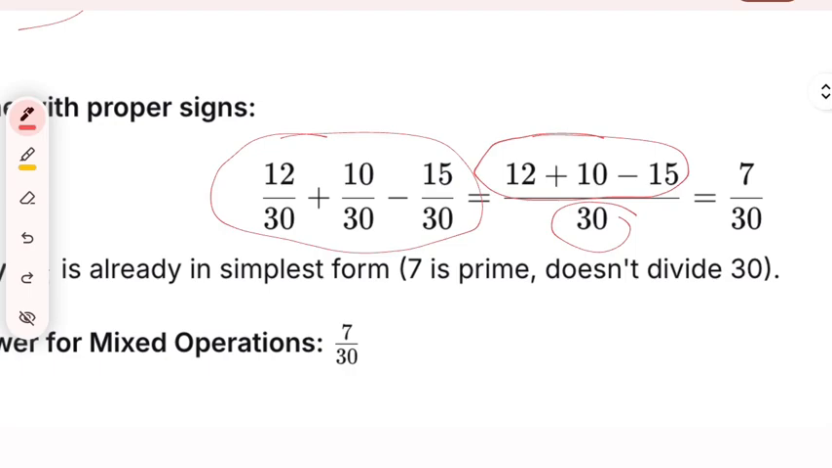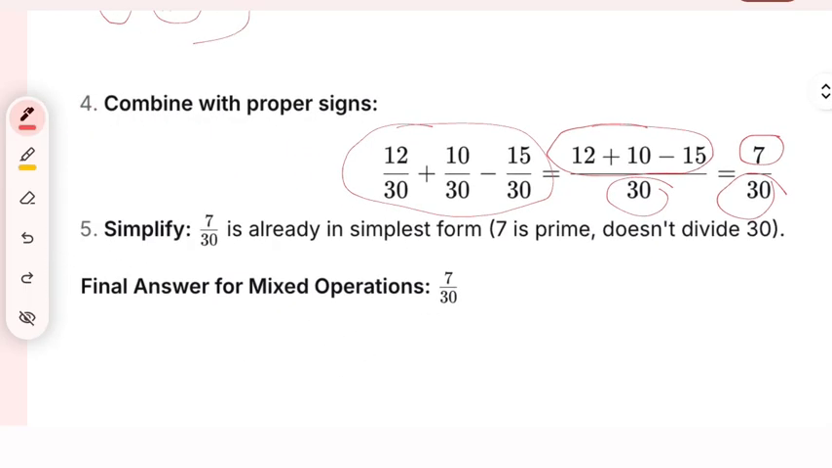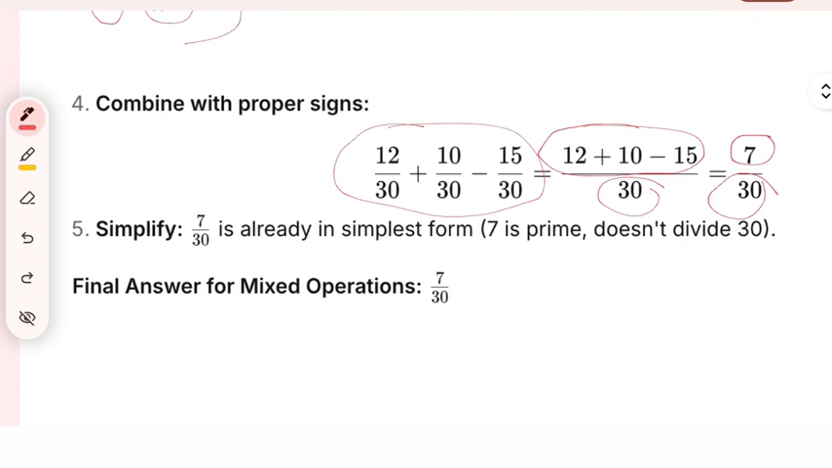12 plus 10 is 22, minus 15 is 7. And then we copy the denominator, so it is 7 over 30. The question is, is this our final answer now? We need to check if 7 over 30 is already in its simplest form. Well, there's no common factor for 7 and 30. That means 7 over 30 is our final answer for the mixed operation. So the final answer is 7 over 30.